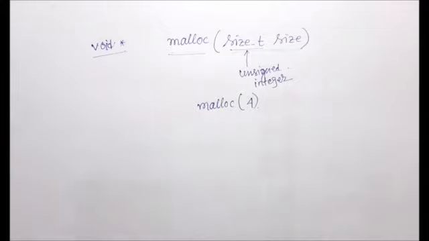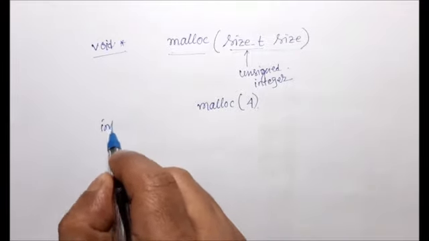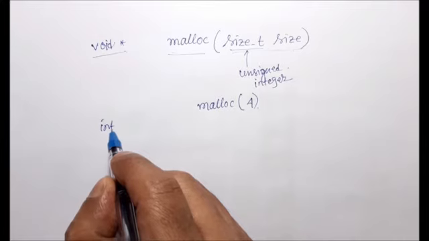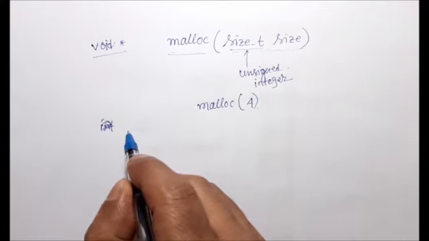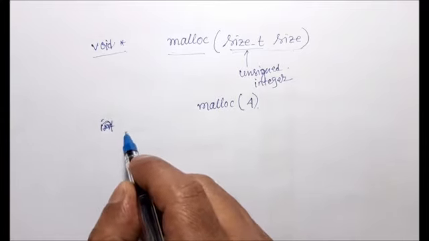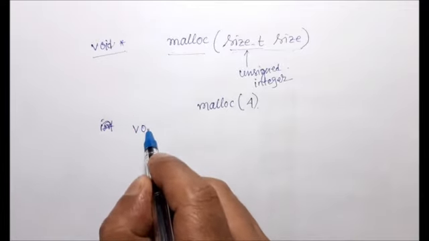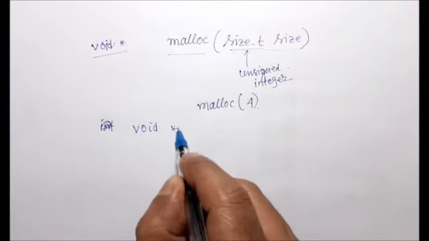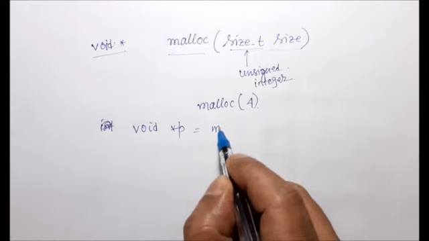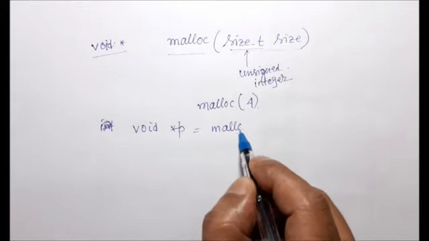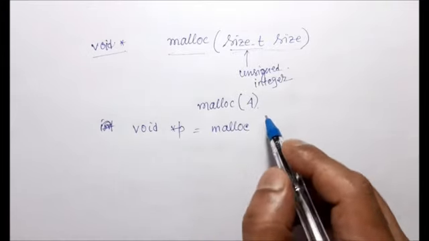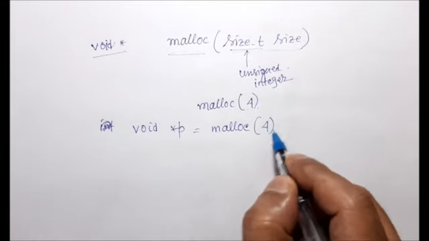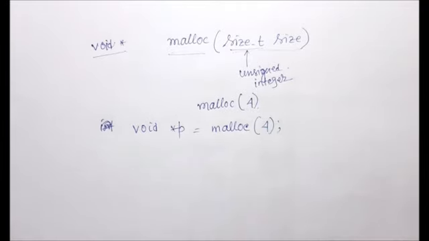Okay. So, if I write in this way, int, or if I write void, because it returns the void pointer, p equal to malloc(4). Now, is it valid? Of course, it is valid, but let me show the pictorial representation.